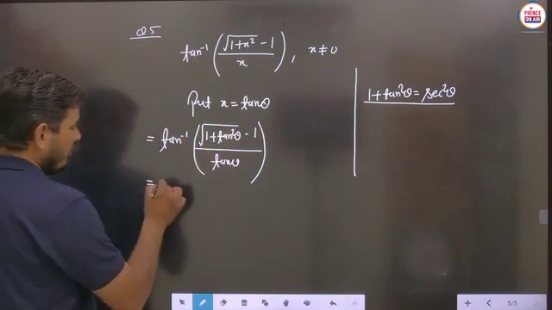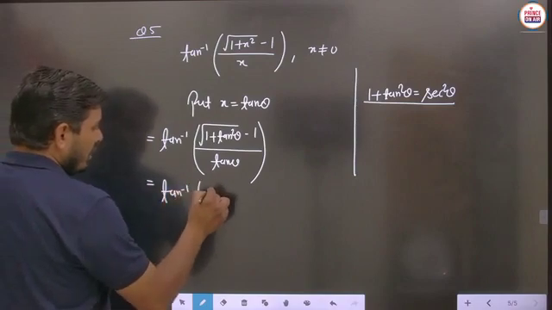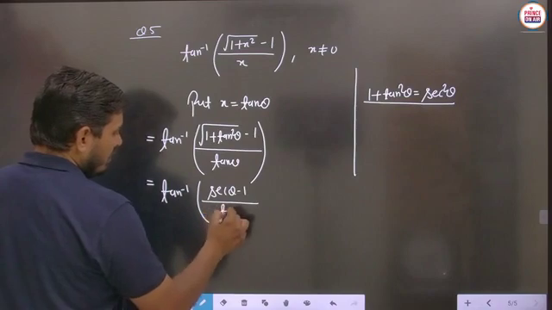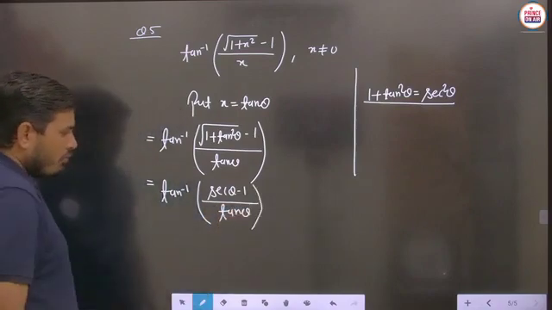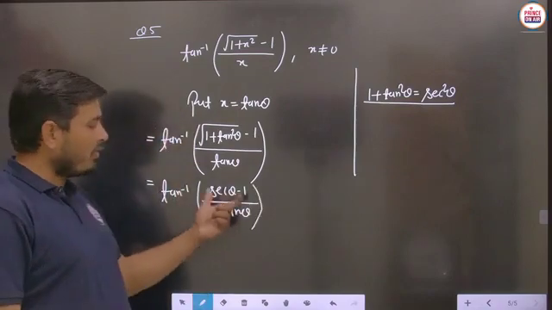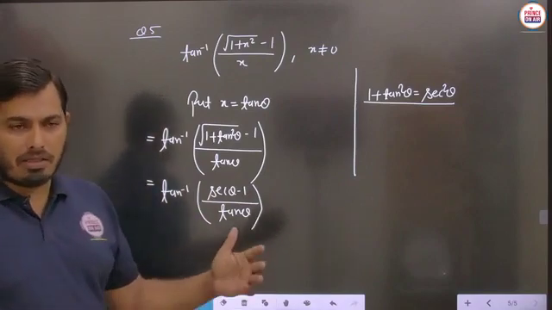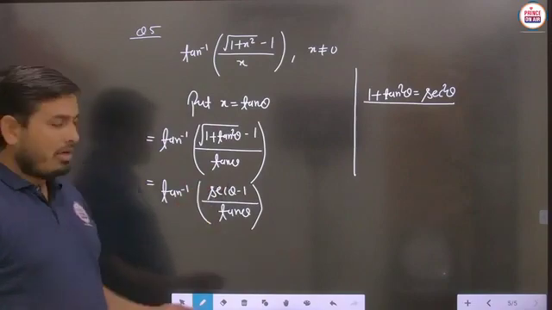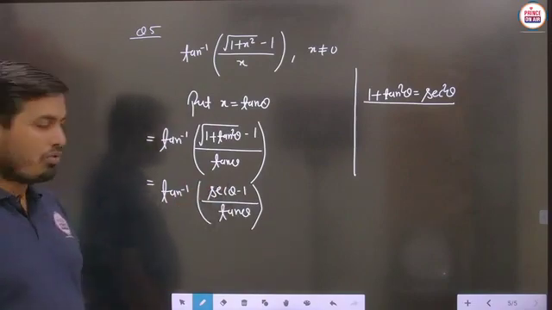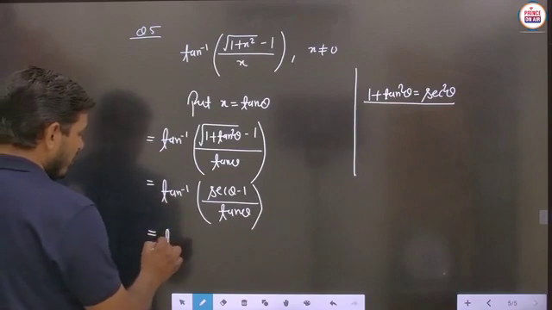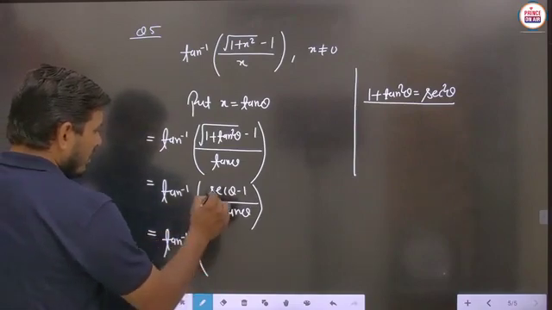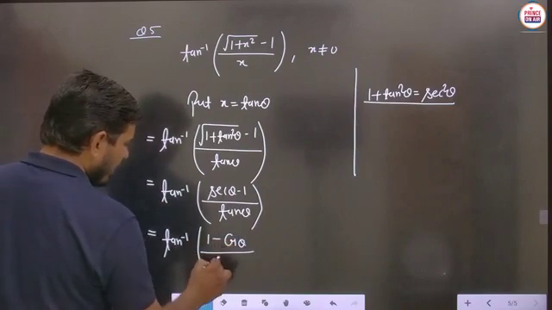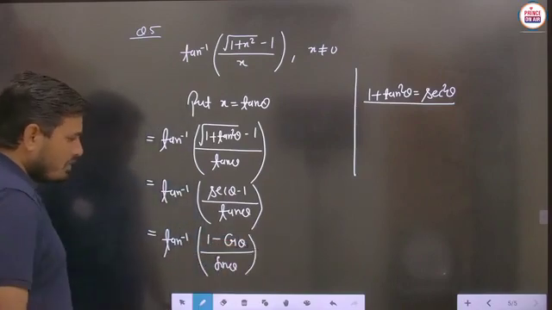So finally we write this expression: tan inverse of sec theta minus 1 divided by tan theta. Now at last we have to change sec and tan into sine or cos. So sec theta is written as 1 upon cos theta, and tan theta is written as sine upon cos theta. After simplifying, we can write 1 upon cos theta, and after taking the LCM it becomes 1 minus cos theta divided by sine theta. So now the expression becomes like this.